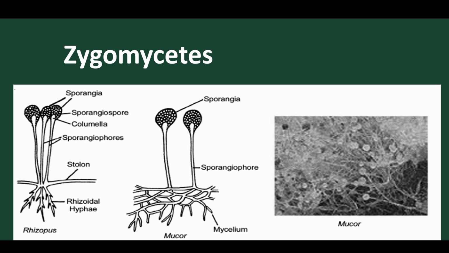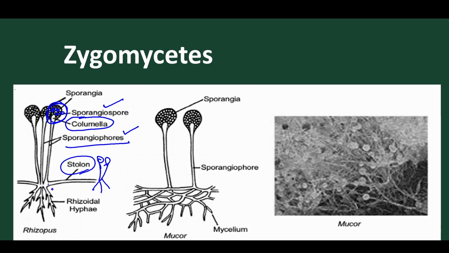So let's talk about the structure of our sporangia, and we are taking two examples, Rhizopus and Mucor. These are the sporangia present, and inside the sporangia we find small spores called sporangiospores. Within the sporangia we find a swollen region to provide nourishment, called the columella, and the stalks are called sporangiophores. Here the hypha is attached to another hypha with another group of sporangia, and this connection is called the stolon.